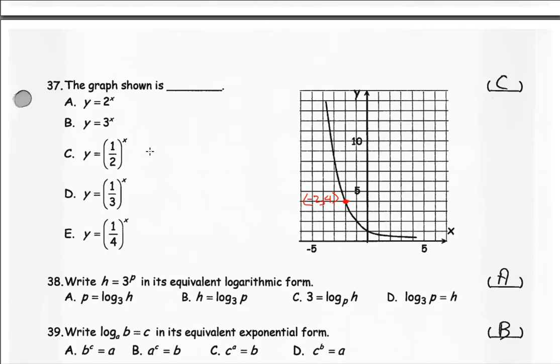So if we put negative 2 in place of x here, we would have a half to the power of negative 2. Now, remember the negative means the reciprocal, so this is actually the same as the reciprocal of a half, squared. The reciprocal of a half, of course, is 2, raised to the power of 2, which equals 4. And so that's the correct point on that. So C is the correct one for 37.